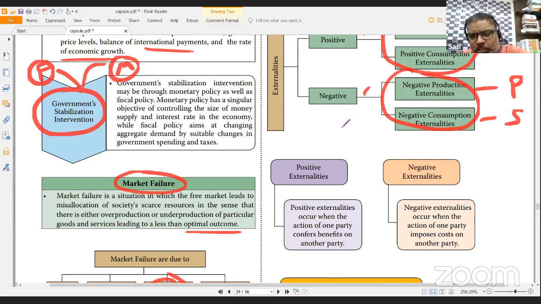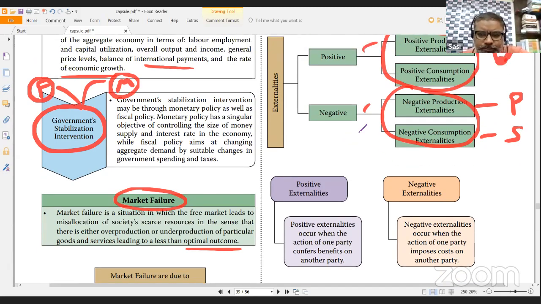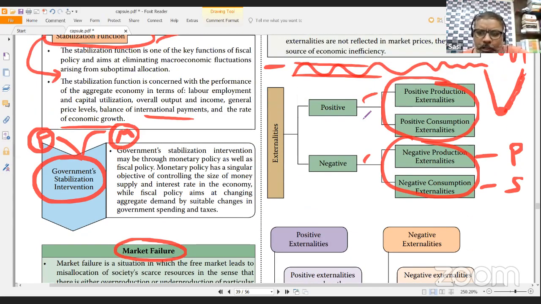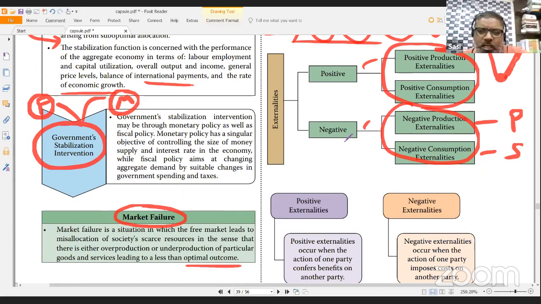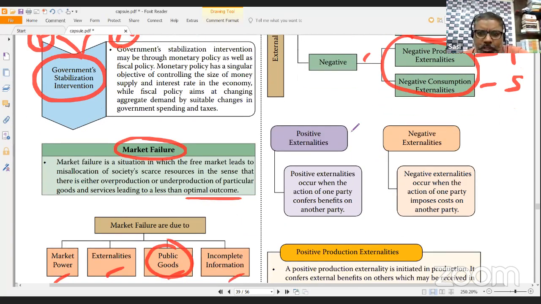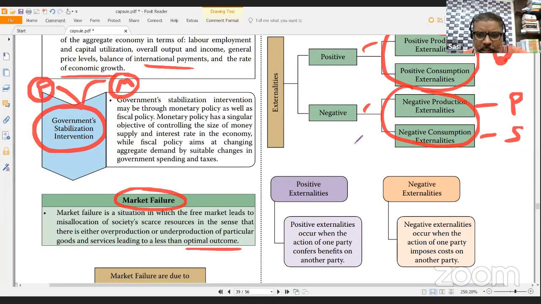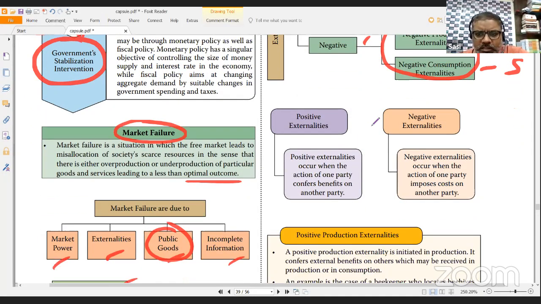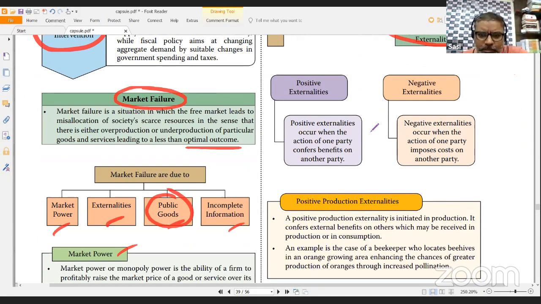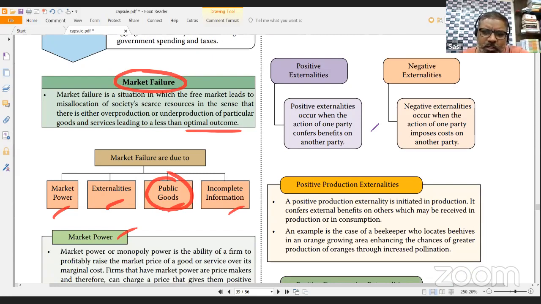There will be negative production externalities also. But however, normally in real life, when we talk about externalities, generally we don't think much about positive externalities. We think about negative externalities only, because those are the side effects that are caused by somebody, the impact of which is on somebody else. So that is the externalities concept.